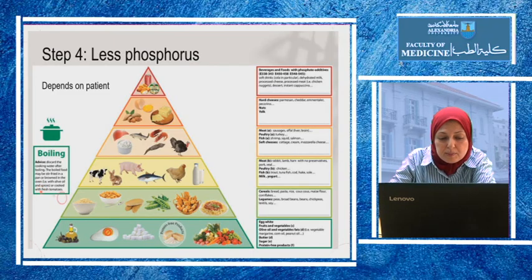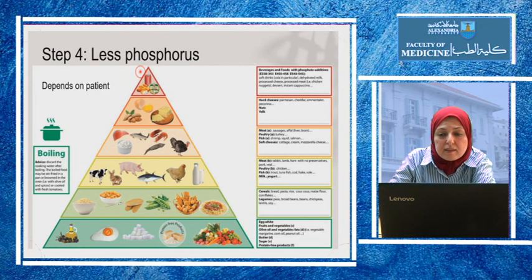Sometimes boiling these meats can reduce the phosphorus content, but usually legumes and plant proteins have lower phosphorus content. Egg whites have low phosphorus content, while egg yolks are high in phosphorus content. Hard cheeses and nuts are high in phosphorus contents.